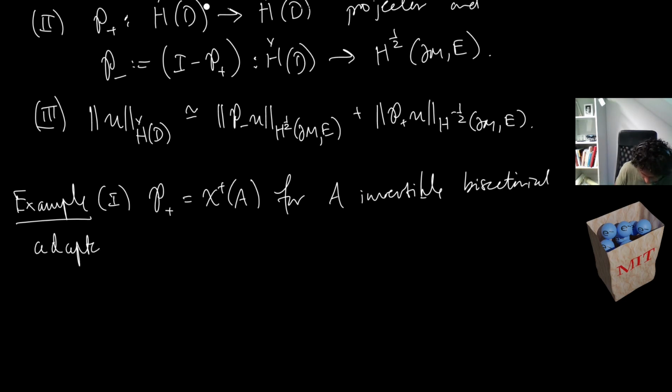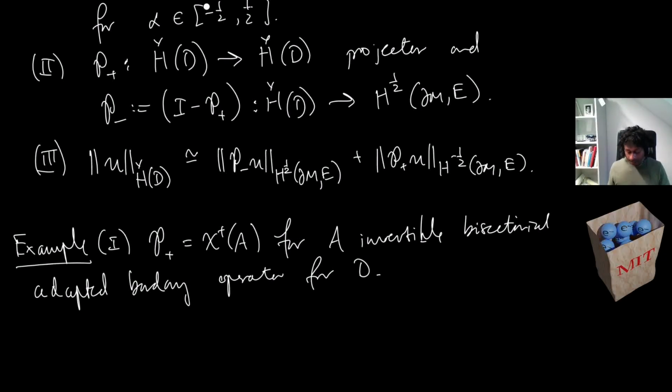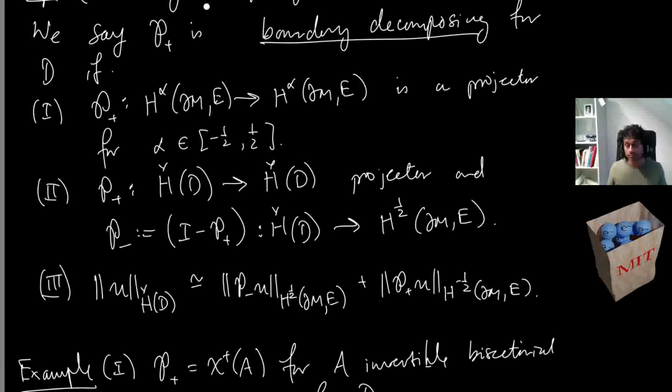adapted boundary operator for D. Okay, so that was what we were really concerned with before we moved on to the APS theorem, right? There we talked about the general problem, and what came out of the wash was that I can choose any invertible bisectorial adapted boundary operator, and I can understand the check space in terms of that. So in this language now, the chi plus of A is a boundary decomposing projector.